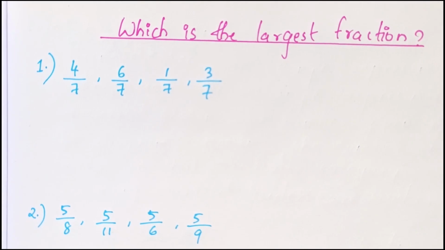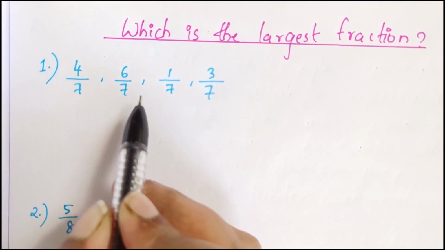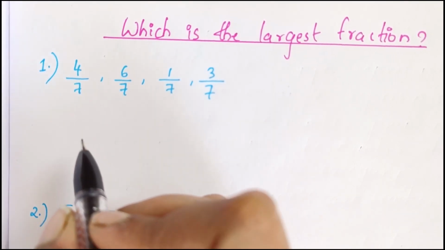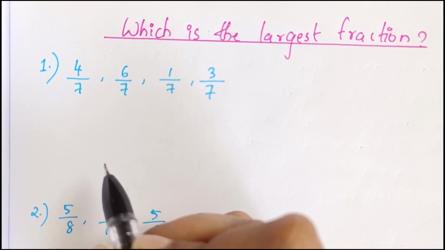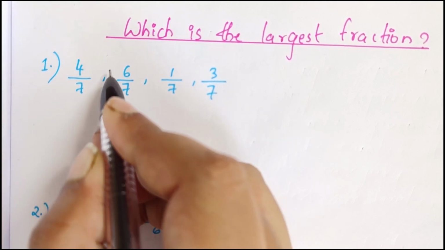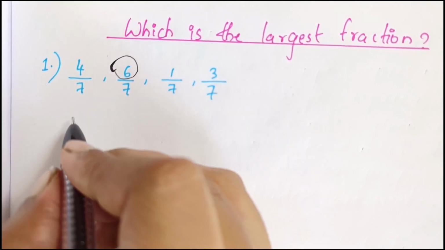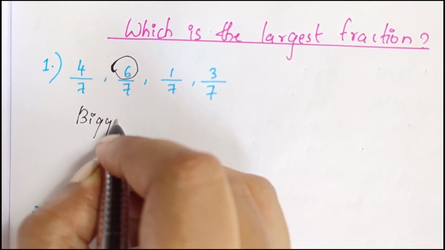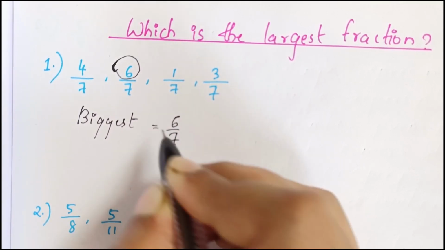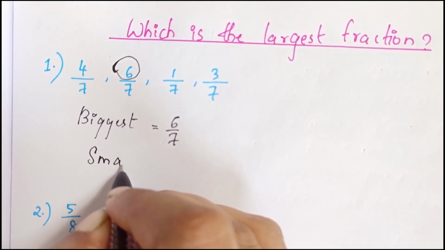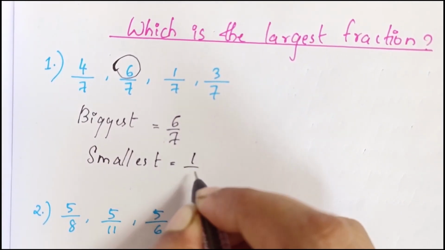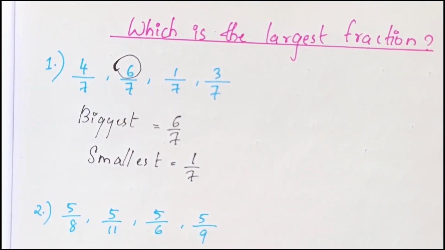Here we can see that all the denominators of the fractions are the same, that is 7. So in this case, the biggest one will be the fraction with the highest value of numerator. The highest value of numerator here is 6. So the biggest fraction will be 6 by 7. And the smallest one will be the one with the lowest value of numerator, that is 1 by 7. So we can find this within seconds.